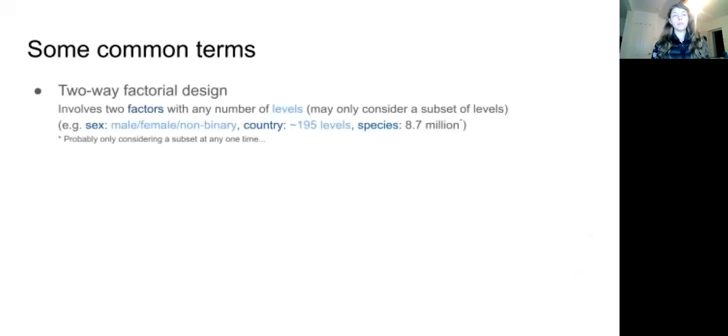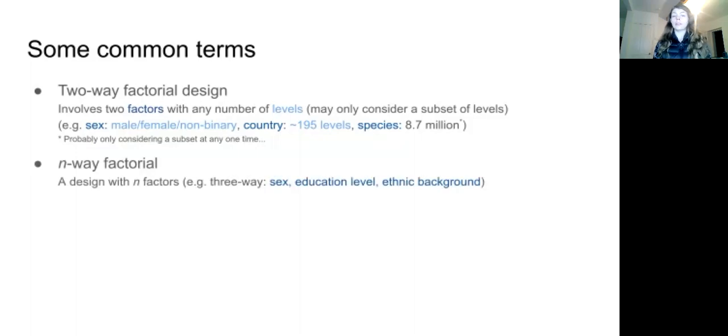Here are some common terms you might encounter when considering factorial experimental design. The first is two-way factorial design. What do we mean by this? When we say two-way factorial, what we refer to is a model that involves two factors. And each of these two factors can take any number of levels. And here I've given a few examples of factors that have more than two levels. It's important to consider that for any factorial design, you need not consider all possible levels of these factors, but could be considering only a subset if this is appropriate for your specific experiment.